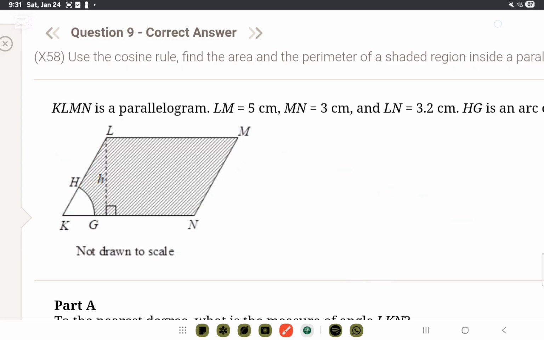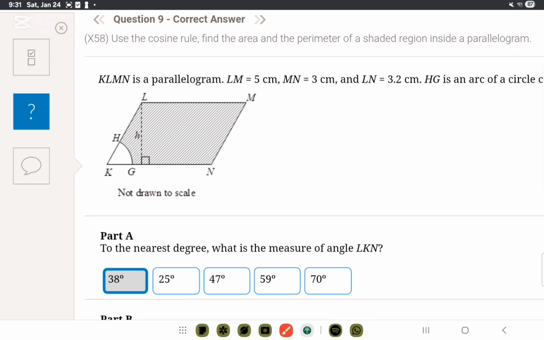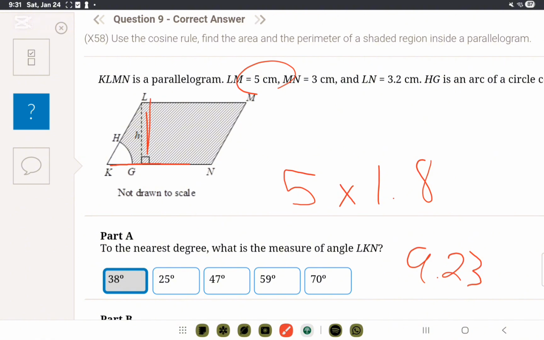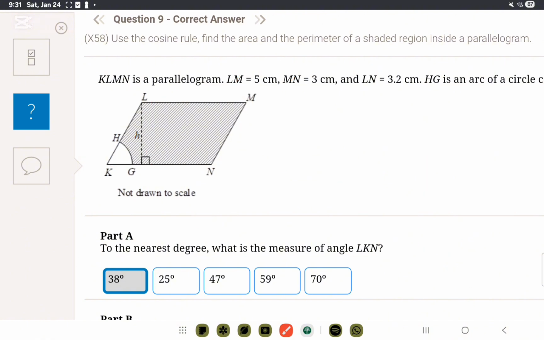So now the base, which is LM, which is 5, so 5 multiplied by the height we found, which is 1.8. So just do times 5, you're going to get 9.23. But this is for the whole parallelogram including the sector angle, so you need to do minus the sector.